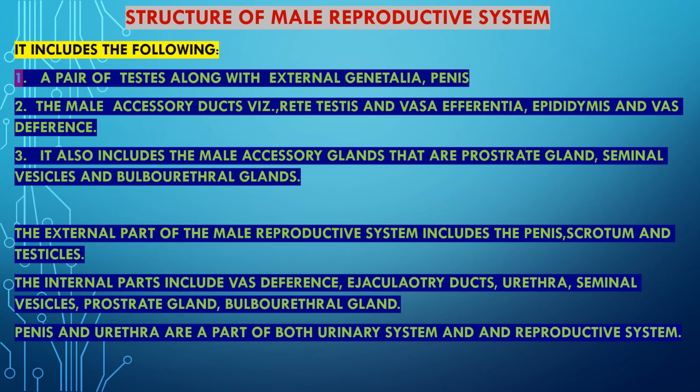So the external part of the male reproductive system includes the penis, the scrotum and testicles, and the others. The internal parts include vas deferens, ejaculatory ducts, urethra, prostate gland, the bulbourethral gland. Of all these, the penis and urethra are a part of both the urinary system and the reproductive system, so we call that the urinogenital system.